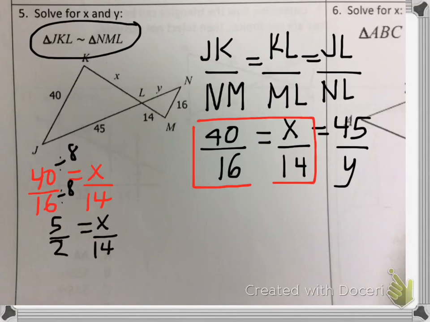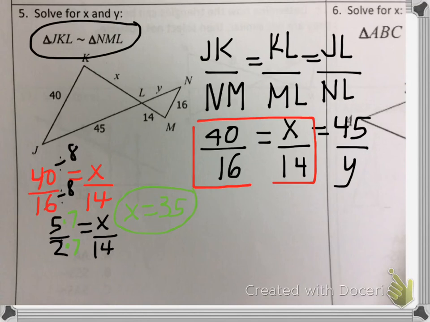And there's a couple ways that you can solve here. I'm actually going to choose equivalent fractions. I can multiply 2 by 7 to get 14, so I'm going to do the same to the top. So 5 times 7 would be 35. You could have cross-multiplied as well.